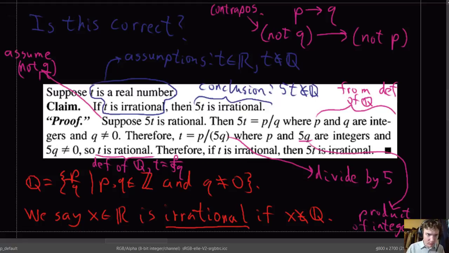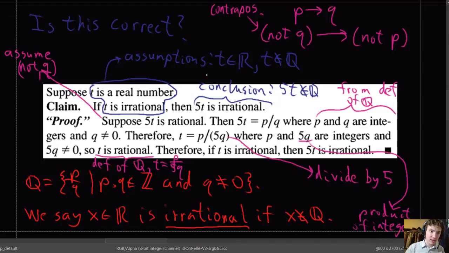Now we should just back up and ask, what have we done? Well, we assumed not Q, which was the opposite of this statement. The opposite of 5t is irrational is that 5t is rational, so we showed that. And now we've concluded that t is rational, but that's exactly not P, since P was that t is irrational, so not P is that t is rational. So we've actually proven not P, which is enough to establish the contrapositive. So we're actually done, and the proofwriter just signals this by reminding us, therefore, if t is irrational, then 5t is irrational. And that's simply true because whenever an implication is true, it is also necessarily the case that its contrapositive is true.